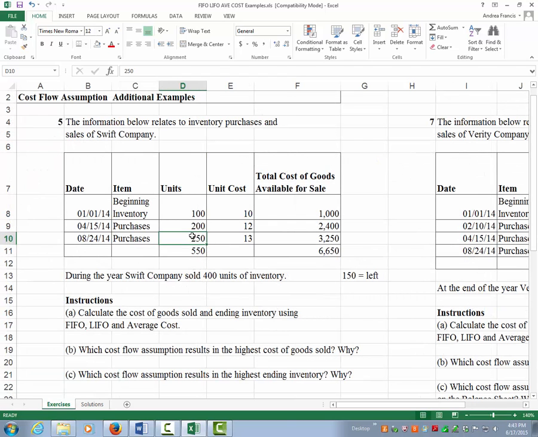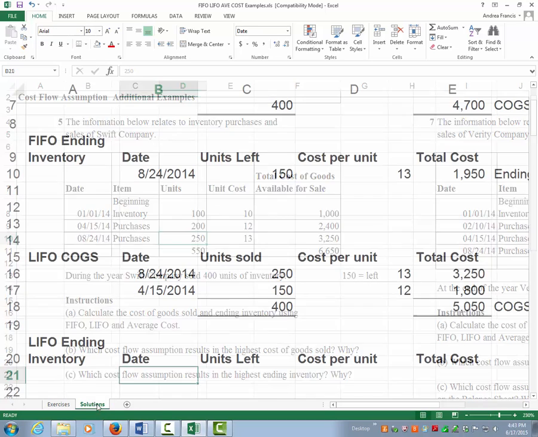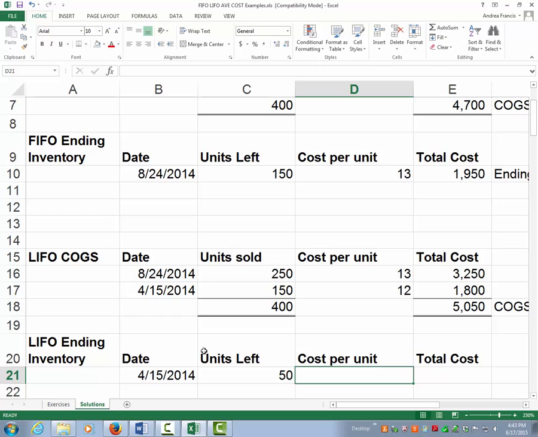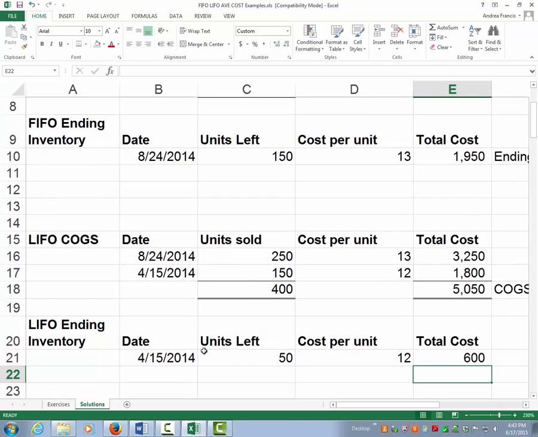So when we go back, we know that there's 50 units left over in April 15th and also 100 from January 1st, which makes sense because remember, we're looking for 150 units. So it doesn't matter which order you list the units in. I'll just put April 15th because we know that there were still 50 units left from that date at $12 per unit. And then we also have January 1st, 100 units at $10 per unit.